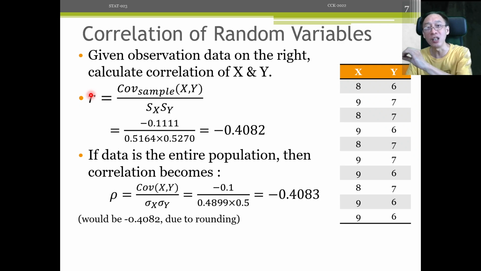And otherwise, if you treat it as population, then you should write rho, because the meaning is that when rho equals negative 0.4083, it implies that that's it. I'm looking at the whole universe. There's nothing else that I haven't seen. However, if you write R equals negative 0.4082 as the correlation value, you're saying that this is just a random subset and there are possibly a lot more values that I haven't seen, so be a bit cautious in your interpretation.